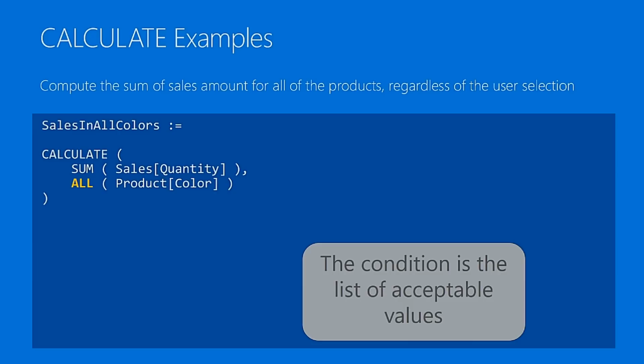So, for example, if you want to compute the sum for all the colors, you simply calculate the sum of sales quantity for all product colors. Now, it might be useful to go back to the demo machine and write a couple of measures so we see the result of computing these values. Can we switch back to the demo machine, please?